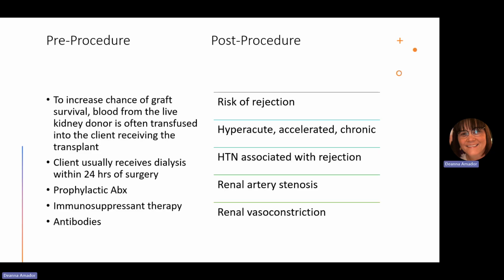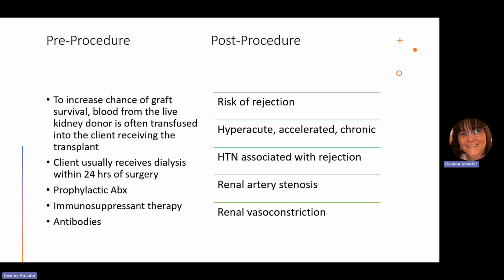So pre and post procedure. Pre-procedure talks about how the client usually receives dialysis within 24 hours of surgery, prophylactic antibiotics, of course, immunosuppression therapies and antibodies. And then the big one here post-procedure is your risk of rejection. So you can have hypertension that's associated with rejection, renal artery stenosis, renal vasoconstrictions. If you think about this risk of rejection, you can have this accelerated rejection, which occurs in 2 to 4 days, or you can have this hyperacute rejection, which occurs in minutes or hours after they receive the graft.